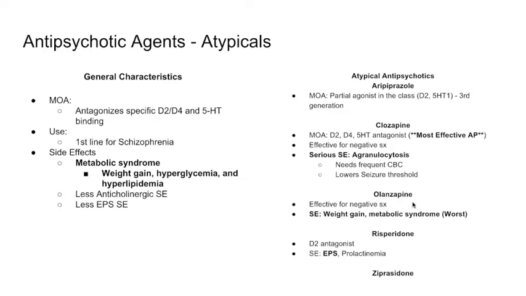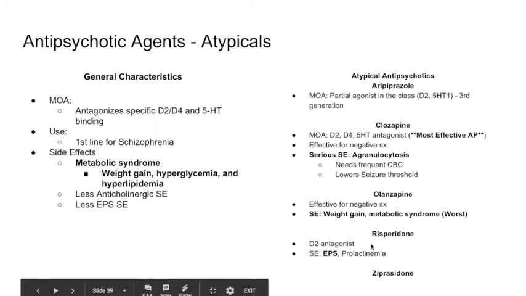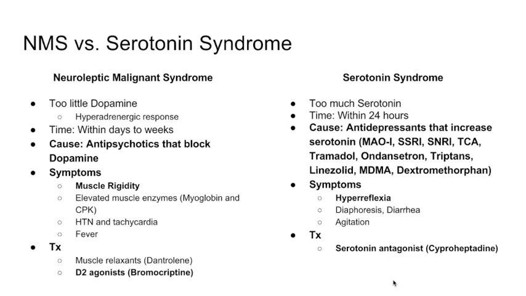Next is olanzapine. Olanzapine is very effective for negative symptoms. Side effects are weight gain and metabolic syndrome. It's really the worst medication for metabolic syndrome. Risperidone is a D2 antagonist. Again, side effects are extrapyramidal side effects and prolactinemia. And lastly, you have ziprasidone, and I don't really have much to say about ziprasidone.